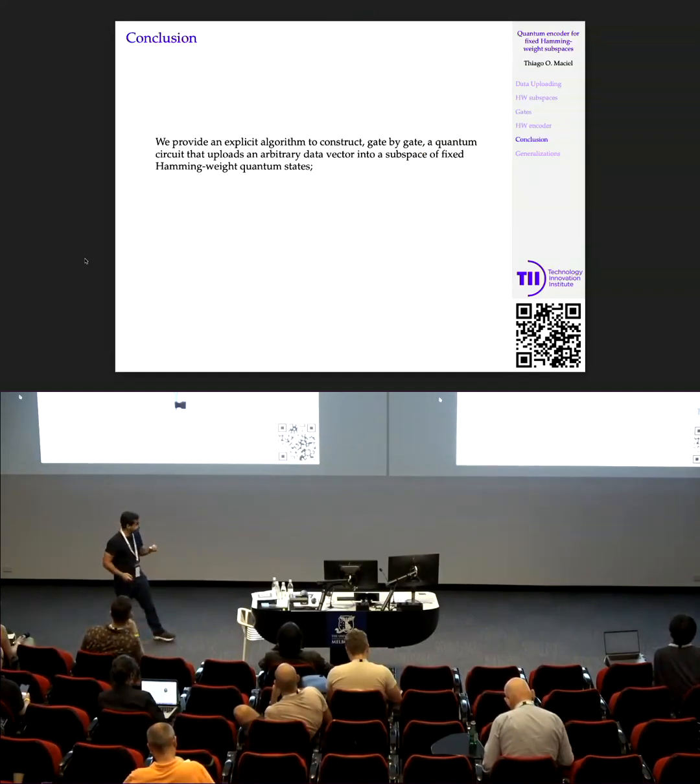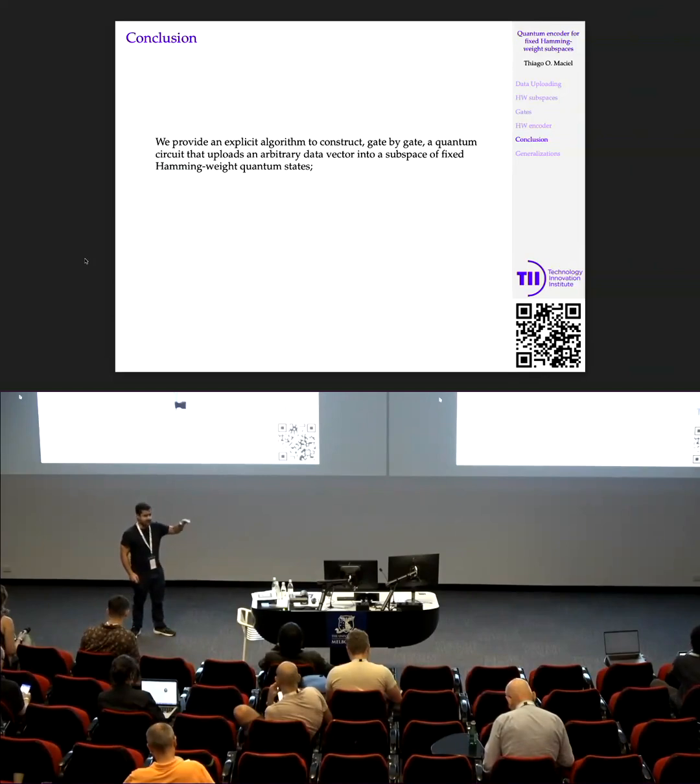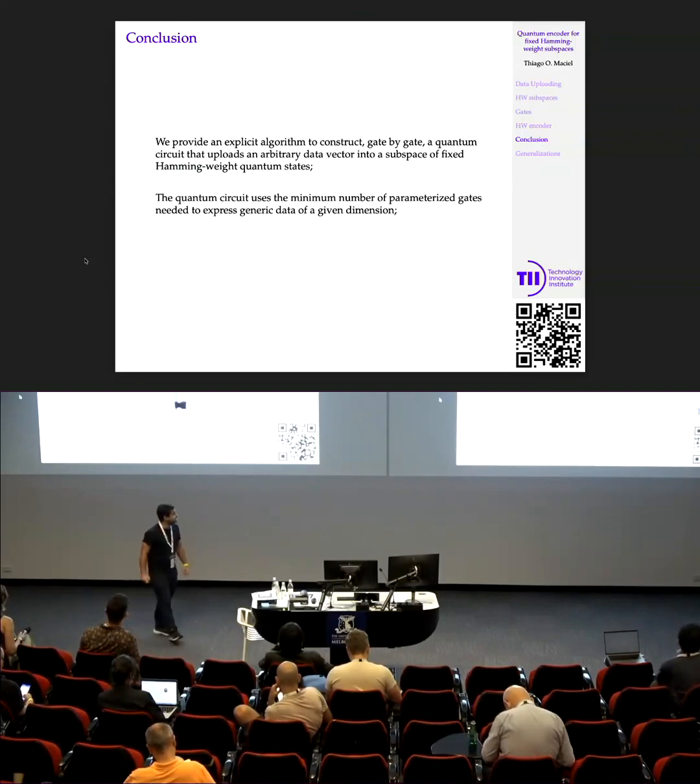And with that, I can start the conclusion. So we can provide an explicit way to construct a fixed Hamming weight encoder gate by gate, only providing these Gray codes and bit addresses, hyperspherical coordinates, so nice. And one advantage of this that I didn't touch, that I'm going to touch now, is the fact that we use the minimum number of parameters to do so, in a way that we are still fully expressive.